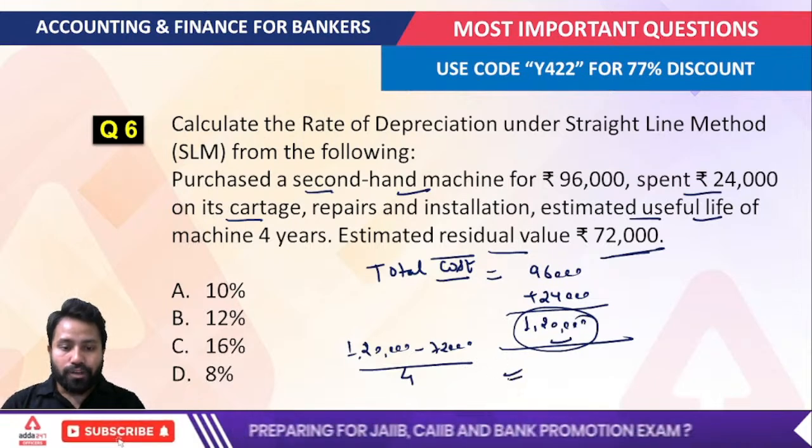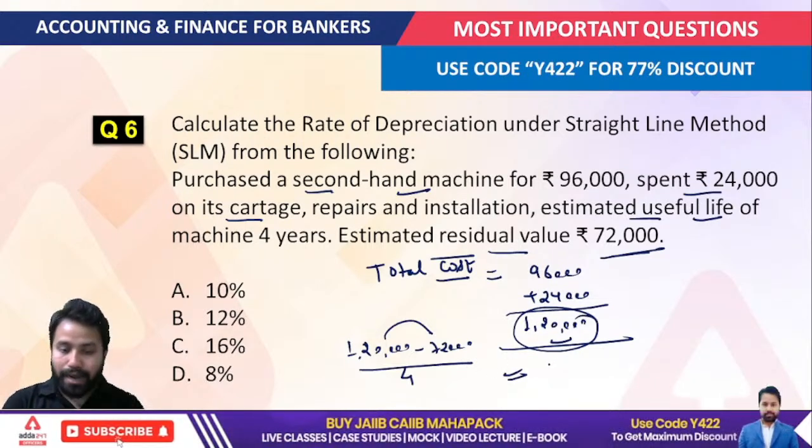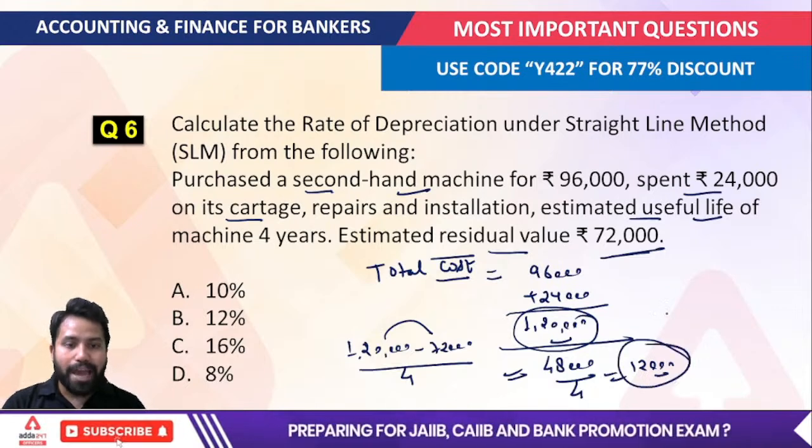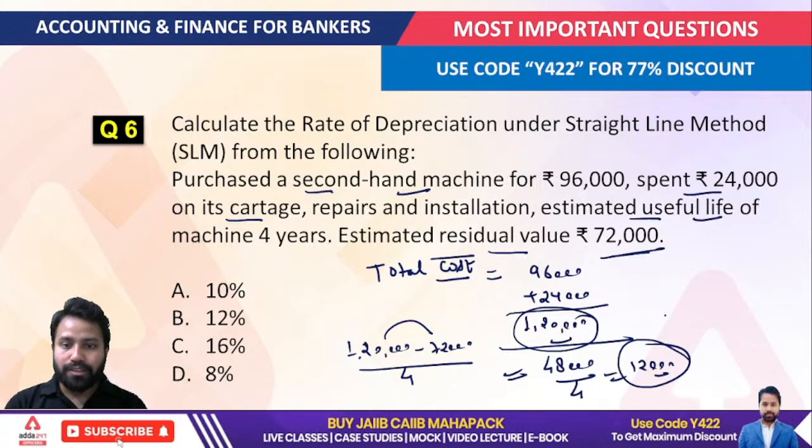Okay, so the value we will get here is 28,000 and 20,000, that is 48,000, divided by 4, that means 12,000. That would be the annual depreciation we will calculate for this second-hand machine.